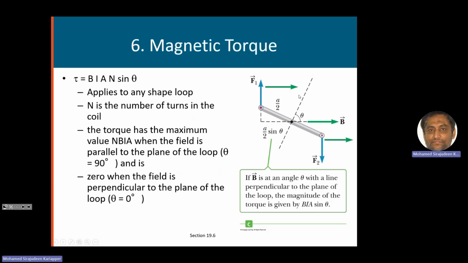I'll explain that. On this, the force will be up. On this, the force will be down. Is there any torque? No. Right? The torque will be 0.